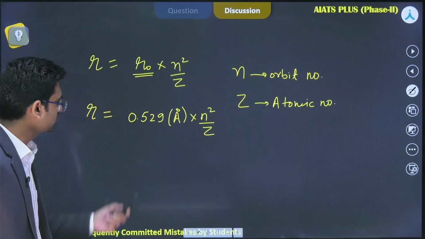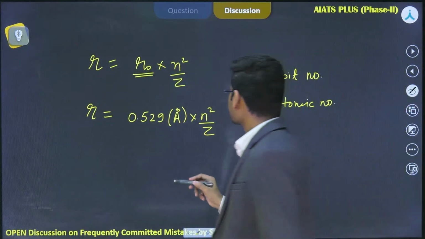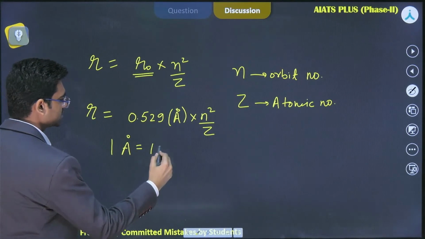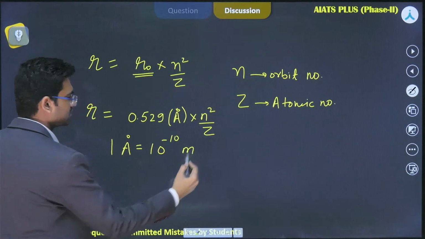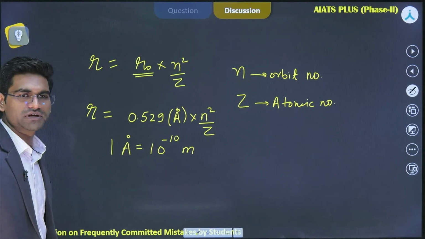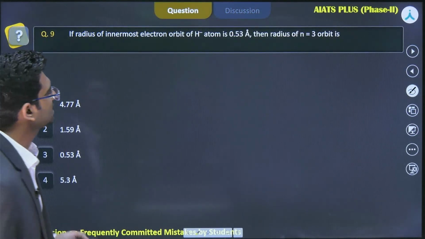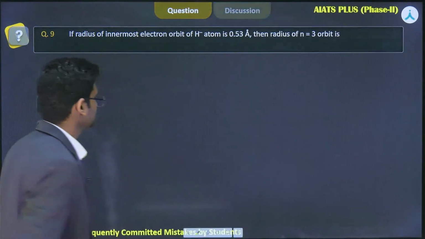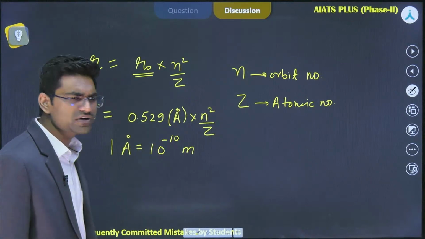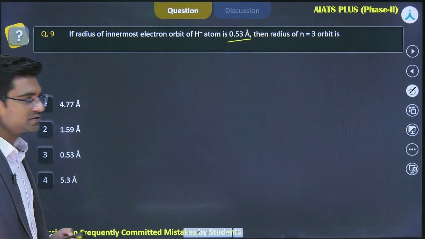Okay. So the unit of r naught is angstrom. And what is angstrom? 1 angstrom is equal to 10 raised to power minus 10 meters. All right. So this is your formula, that is r is equal to 0.529 angstrom into n square by z. Now can we find the answer of this question? Obviously, right? So as you can see that I have written 0.529 angstrom. This can also be written as 0.53 angstrom. Almost equal, right?